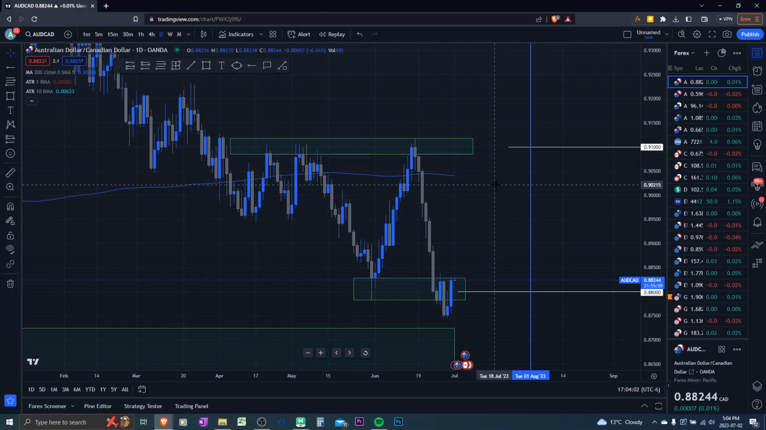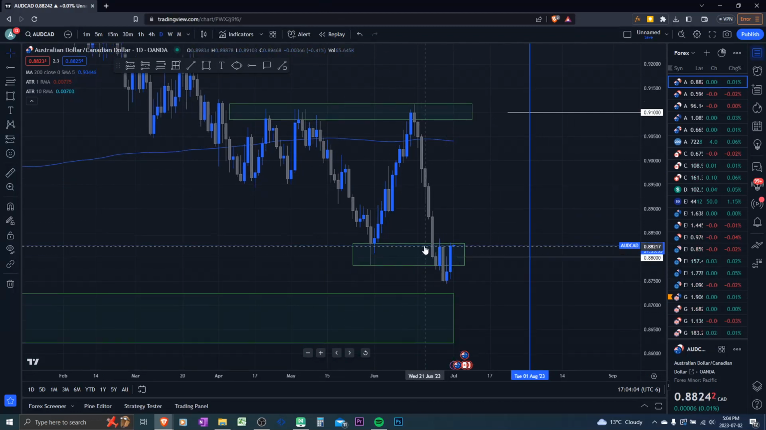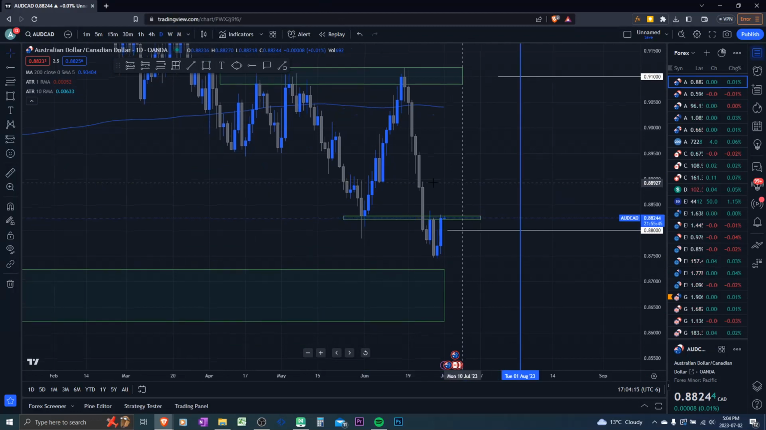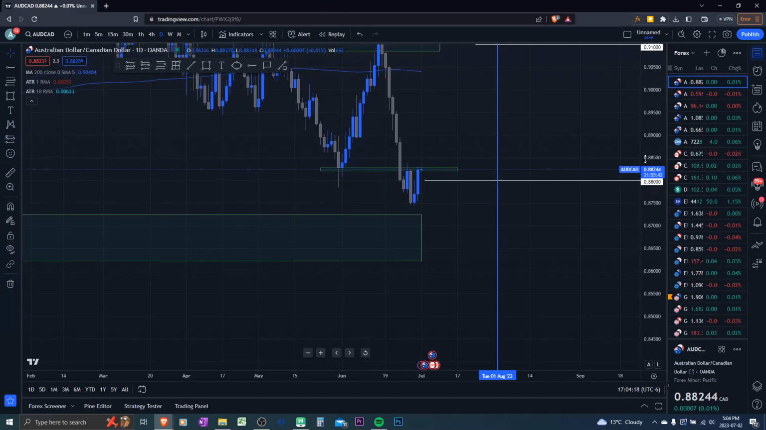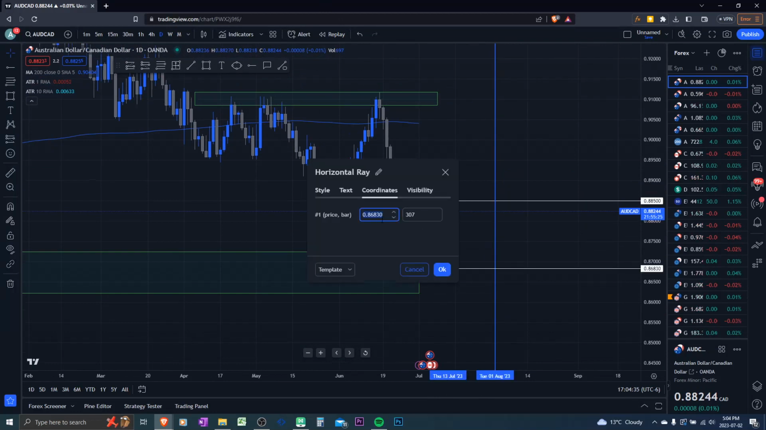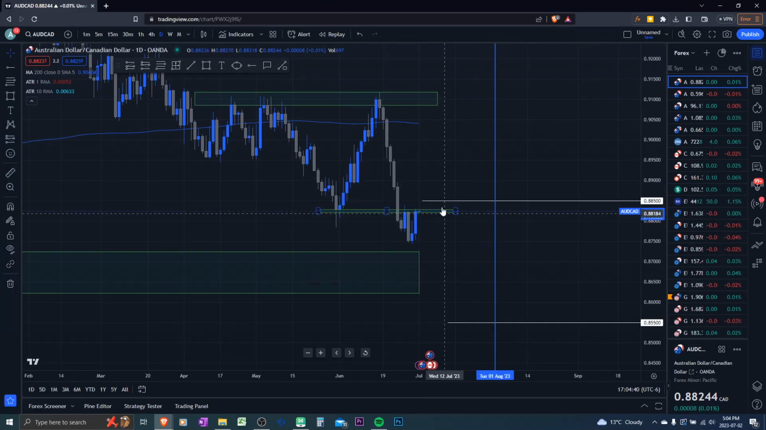Price is below this moving average, struggling with this area still. So we will wait for it, find an area, probably break lower, and then head lower after that. I would adjust this one to 88.5, 85.5. So that is still 300 pips.